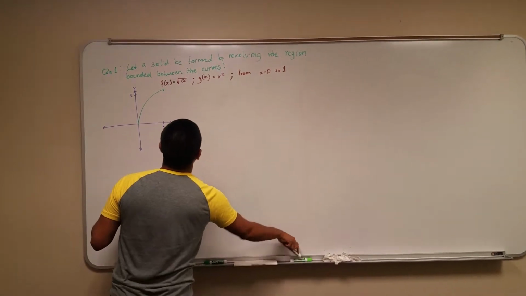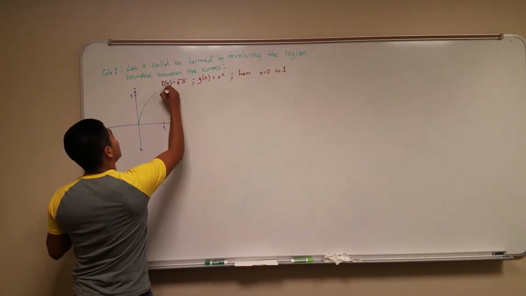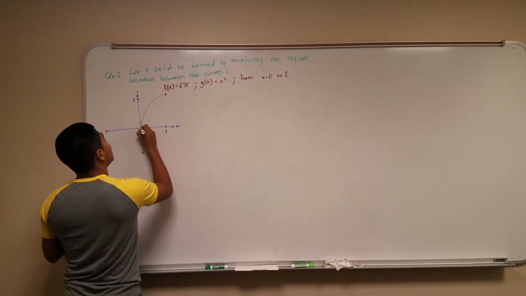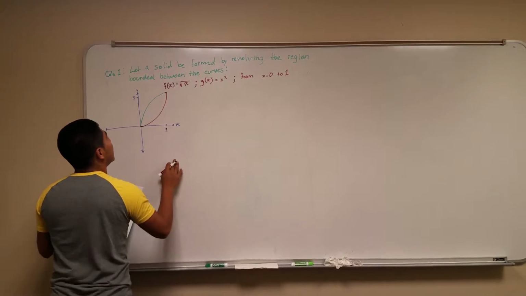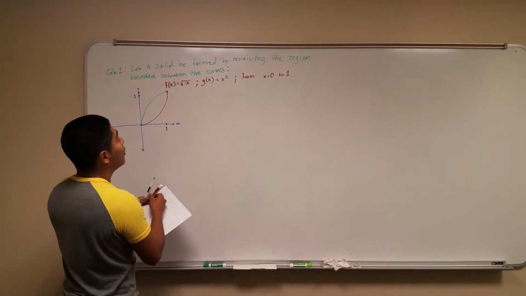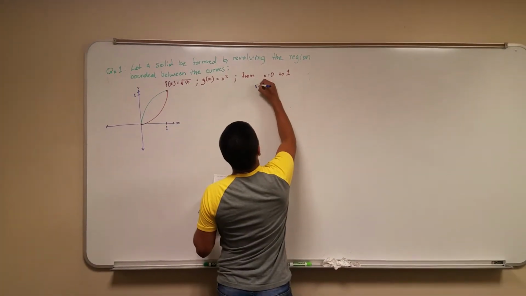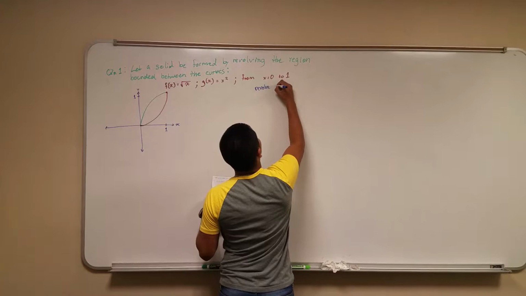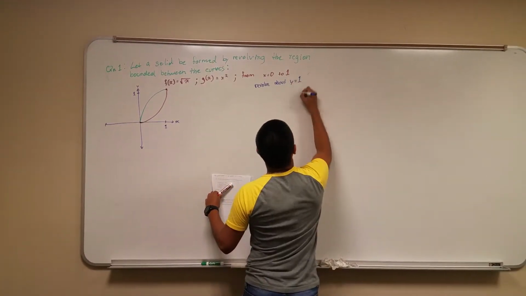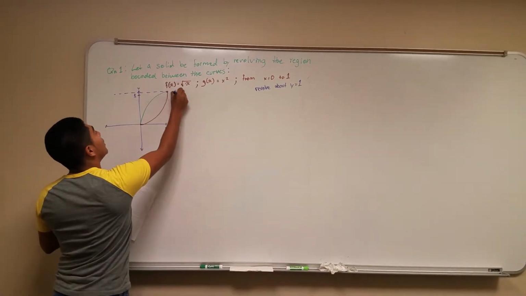Then x squared, so g of x, when x equals 1 is also 1, and when x equals 0 is 0. So this looks something like that, because it's concave up and this is concave down. And we are revolving it about y equals 1. So we're revolving it about this line right here.